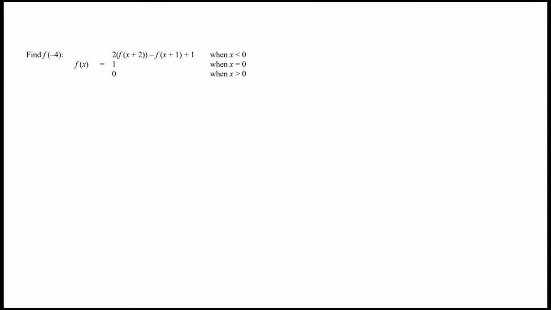So here we have f of x equals 2 times f of x plus 2 in brackets minus f of x plus 1, plus 1 when x is less than 0. We also have it evaluates to 1 when x equals 0 and evaluates to 0 when x is greater than 0. And we want to find f of minus 4. So f of minus 4, well, minus 4 is definitely less than 0. So we need to evaluate this first expression. So we get 2 times f of minus 2 minus f of minus 3 plus 1.